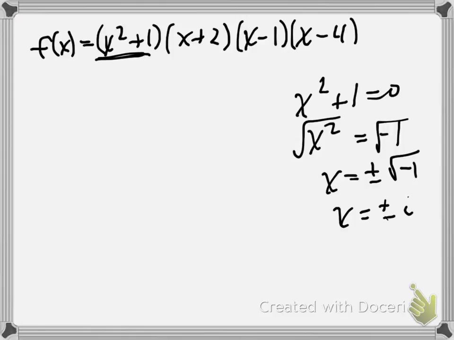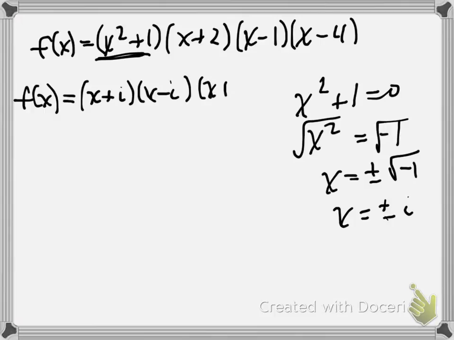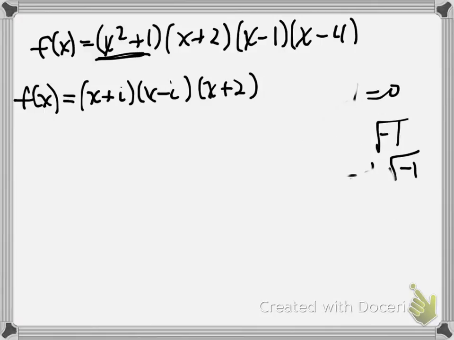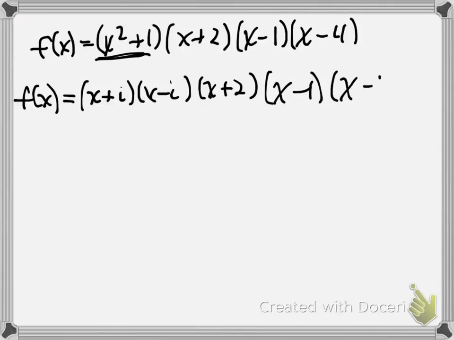And so my polynomial, written with linear factors, is going to be x plus i times x minus i times x plus 2 times x minus 1 times x minus 4.